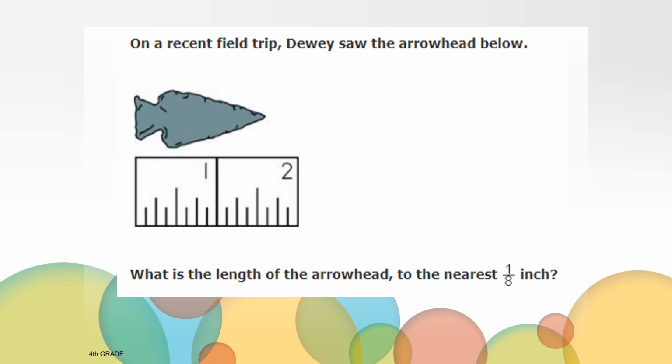We can measure even more accurately when we measure to the nearest 1/8 of an inch. On a recent field trip, Dewey saw the arrowhead below. What is the length of the arrowhead to the nearest 1/8 inch? What do you notice about the arrowhead and the ruler?